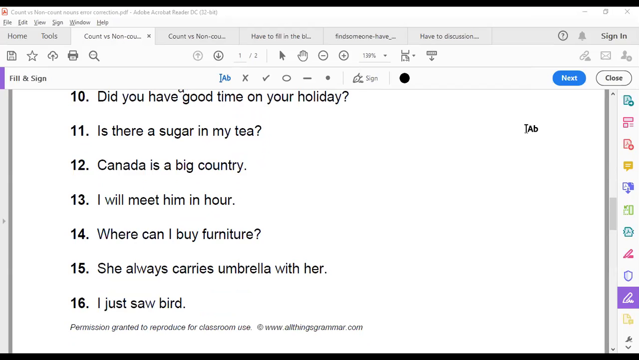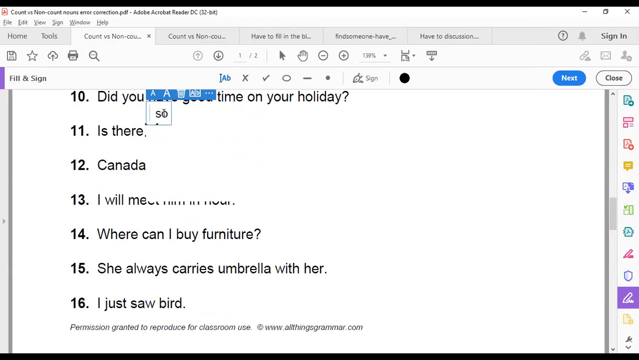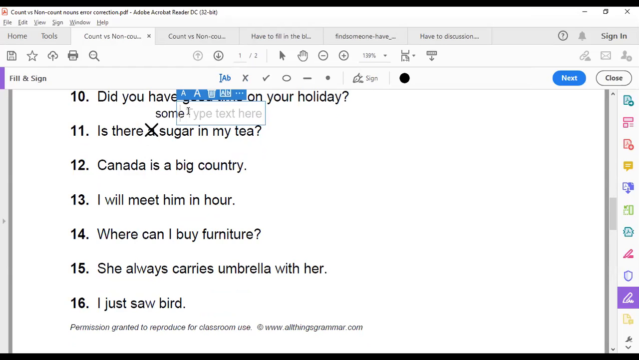All right, so now that you're over here, in real life for number 11, first of all, you need to erase this one, right? Sugar, okay? And in real life, you can add the word some. Is there some sugar in my tea, right? Or to be grammatically correct, you can say, is there any sugar in my tea? Cuando usted pregunta, va a poner any, all right? Is there any sugar in my tea? But you can also say, is there some sugar in my tea as well, all right?